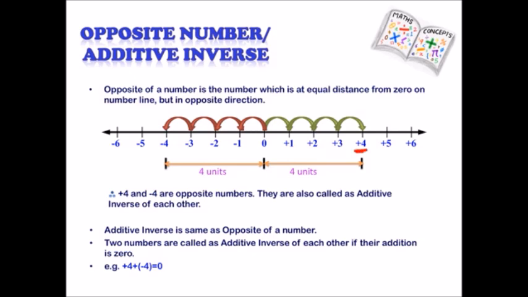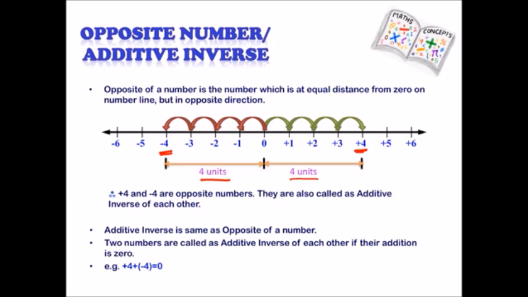So distance of plus 4 and minus 4 both from 0 on the number line is 4 units. So plus 4 and minus 4 are called opposite numbers because plus 4 and minus 4 are also on the opposite sides of 0, right? So these are called opposite numbers. They are also called additive inverse of each other.